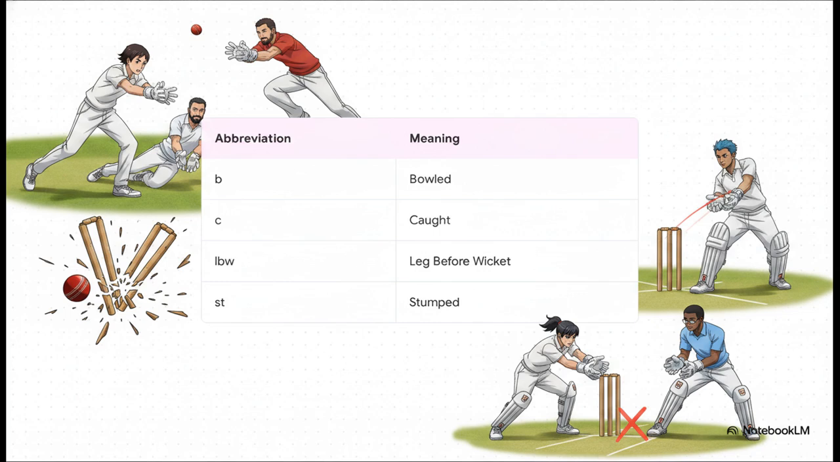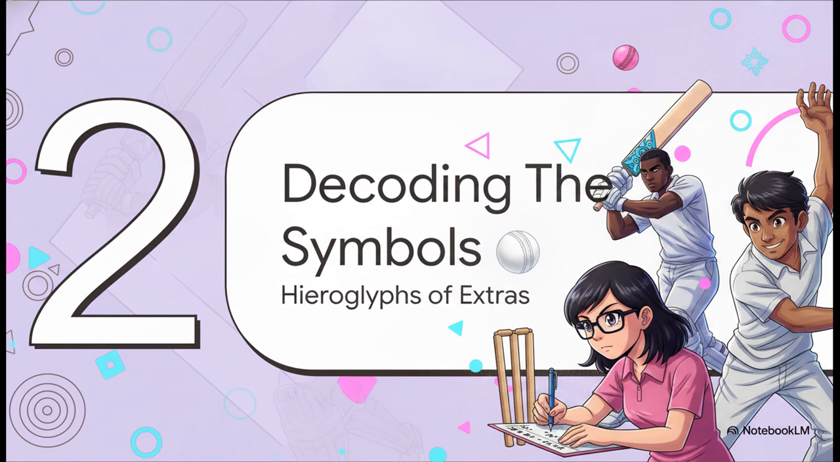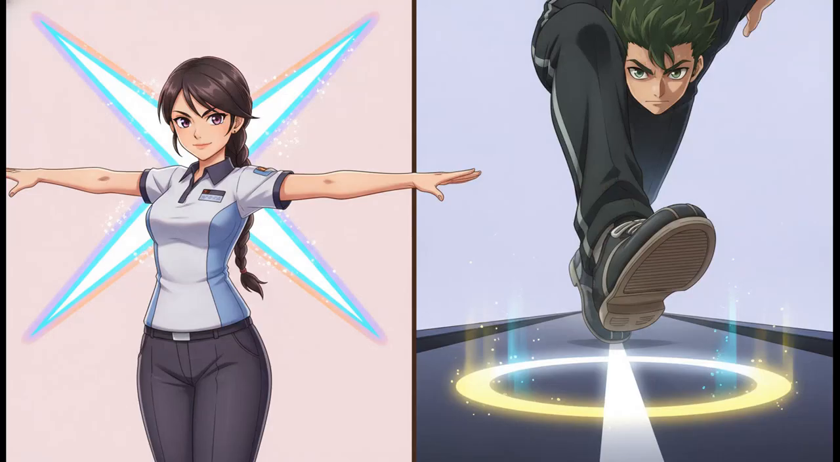their safety crease. Moving on to part 2, decoding the symbols, or as I like to call them, the hieroglyphs of extras. So extras are free runs awarded to the batting team that are not credited to any individual batter. Because scorers have to write at lightning speed, they've developed a standardized set of geometric hieroglyphs to track these specific errors. A wide delivery is marked with a cross, mimicking the umpire's outstretched arms, meaning the bowler sent the ball too far out of reach for the batter to reasonably hit.